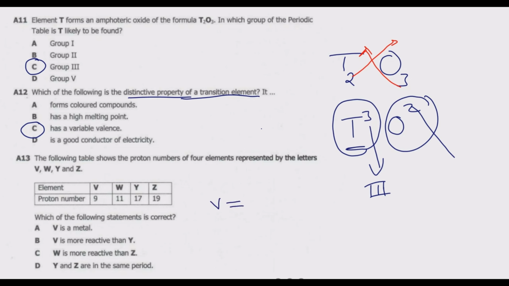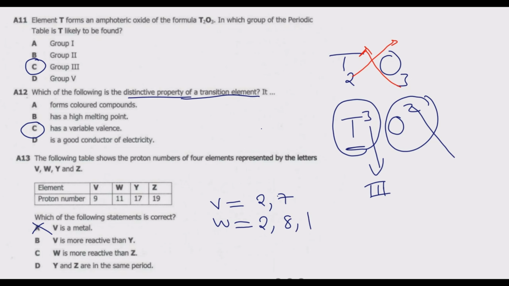At the first shell we have 2. Then 9 minus 2 is 7. So 7 is less than 8, so the last shell is 7. So this is a non-metal. So we notice that A is incorrect. Then we go to W. We have 2, then 11 minus 2 is 9. 9 is greater than 8, so 8. Then we have 1. So this W is a metal.